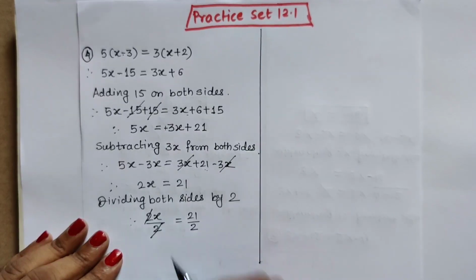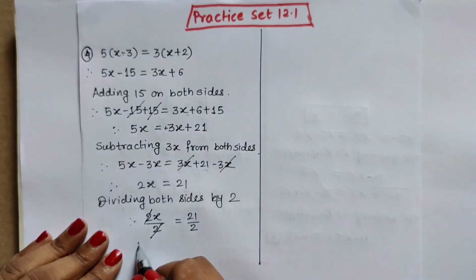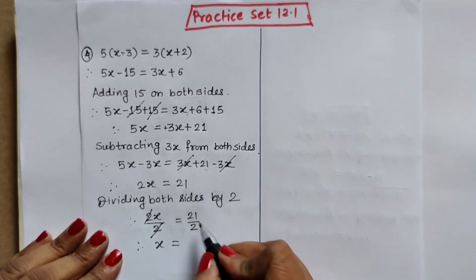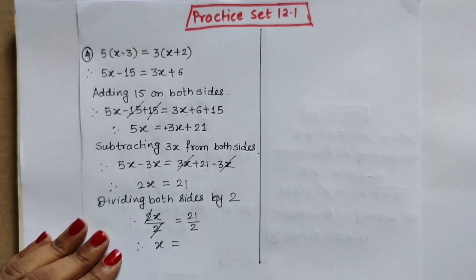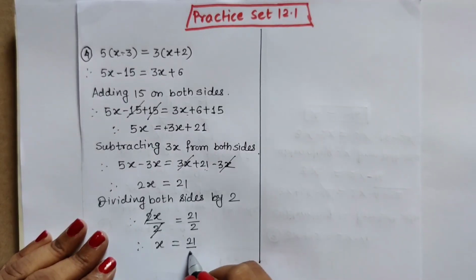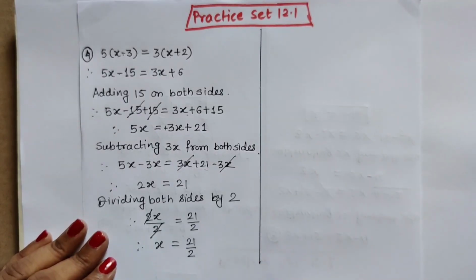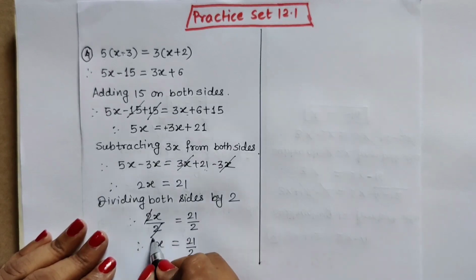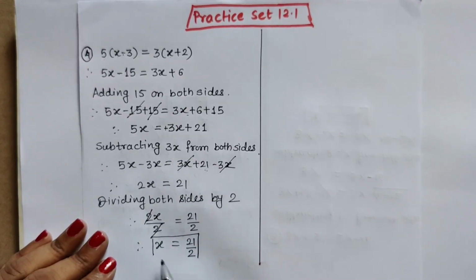So 2 cancel on left hand side. What is remaining? X. Now can we divide 21 by 2? We cannot divide. We can divide it, but we will get the answer in decimal point. So instead of writing the answer in decimal point, let the answer be in the fraction only. It will be 21 upon 2 only. So x value we are getting 21 upon 2.